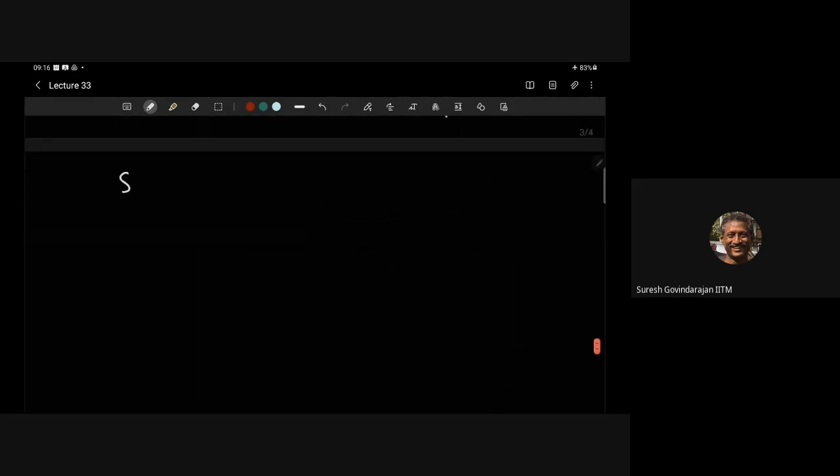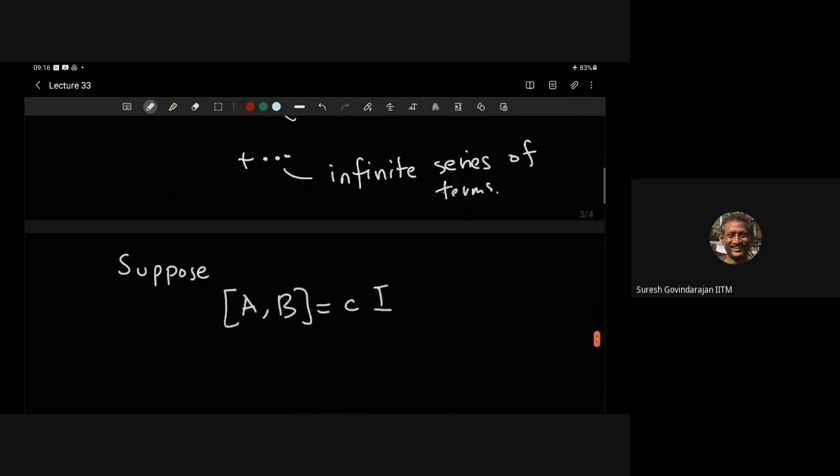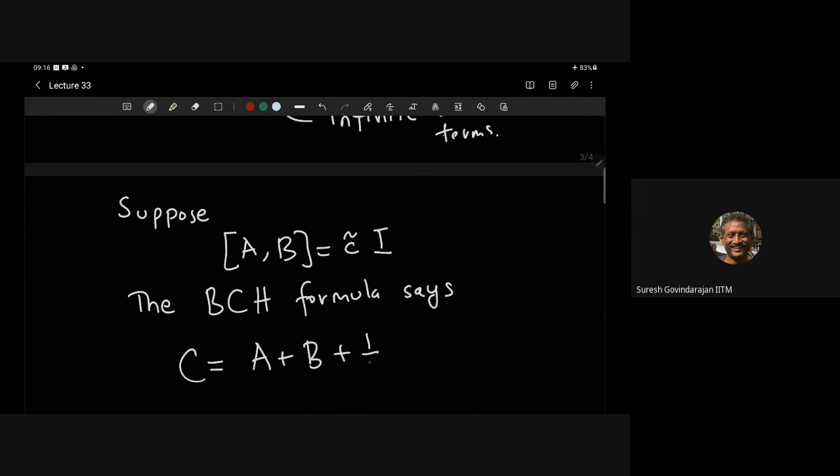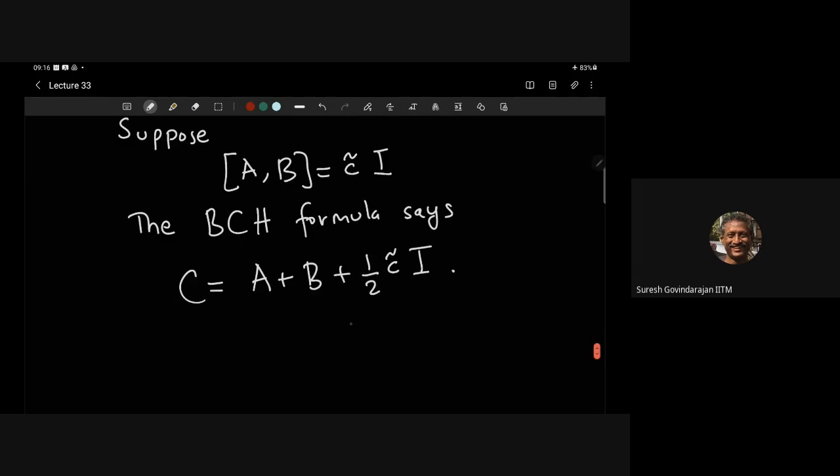But there's another example. Suppose the commutator of A and B equals a constant times identity. Suppose A and B are two matrices that don't commute. Call the constant C. So the BCH formula says, put a tilde here, C equal to A plus B plus half the commutator of A and B. That's it. No more terms.